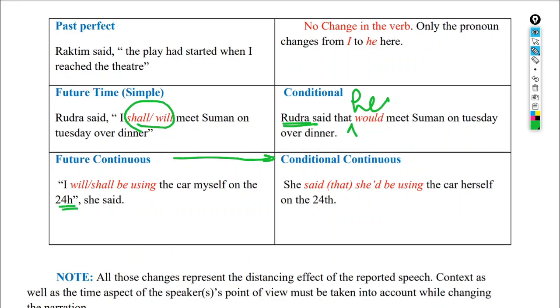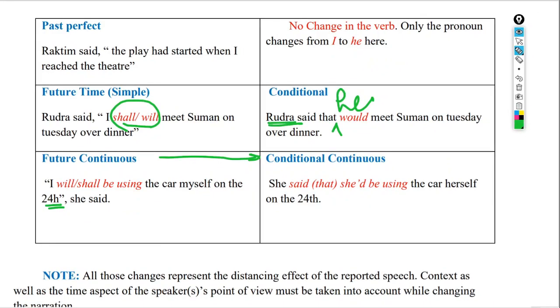She said that she would be using the car. This is the conditional continuous. Therefore let us continue.